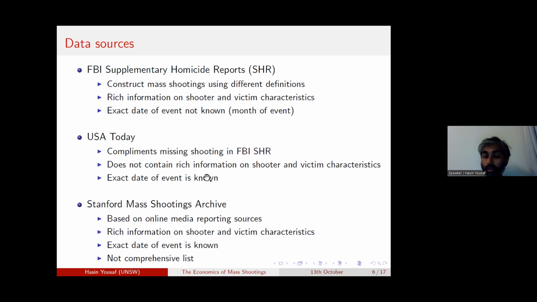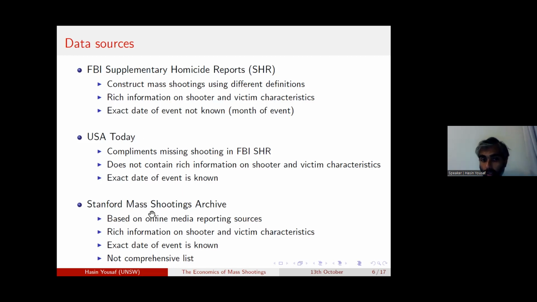Now, the limitation of this database is that it does not contain any information whatsoever on who the shooter was or who the victims were. It only has the location of the shooting and the number of deaths. But the advantage is that the exact date of the event is known. So here you have the exact date of the event.